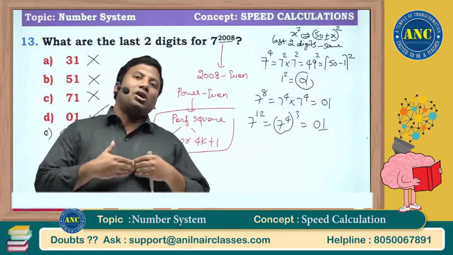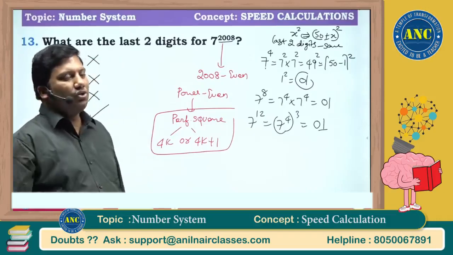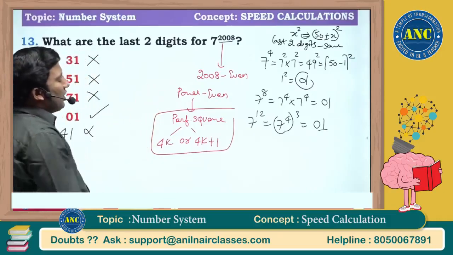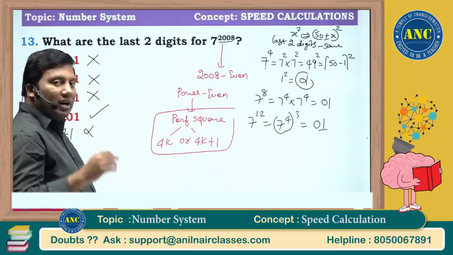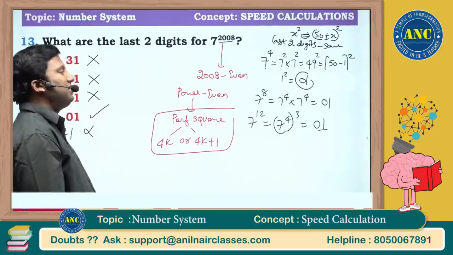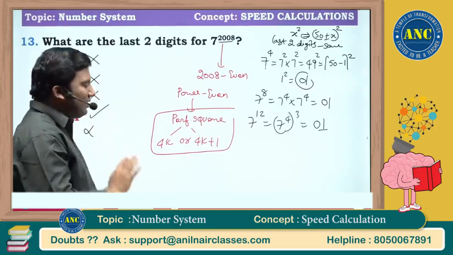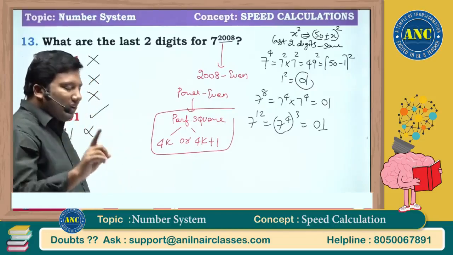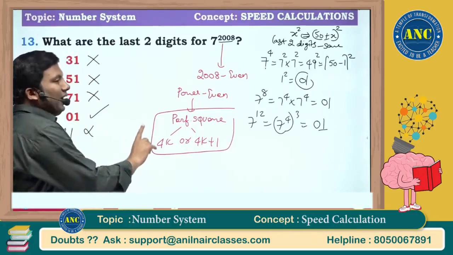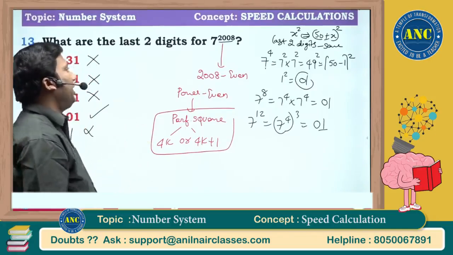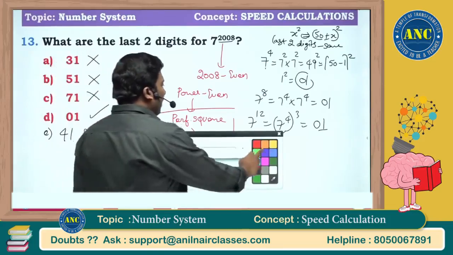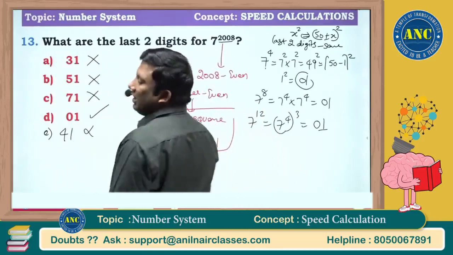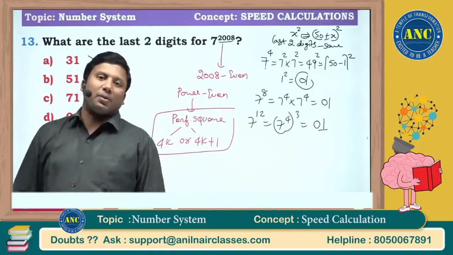Even though you do not know how to find the last two digits, you can use this logic. 2008 is an even number. If the power of a natural number is an even number, then the number is a perfect square. A perfect square is of the form 4k or 4k plus 1. I hope the idea is clear.